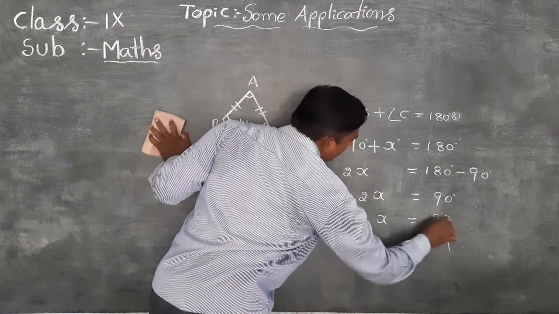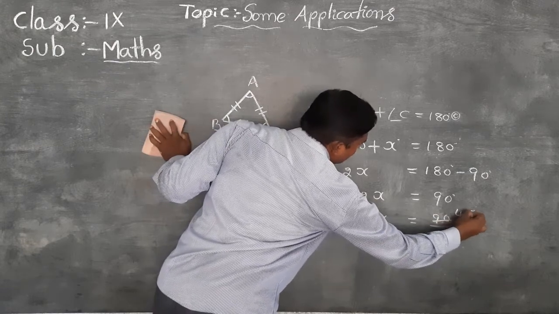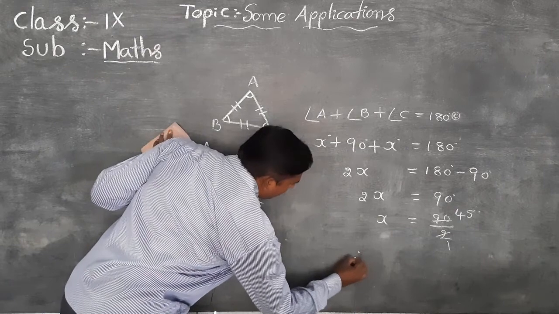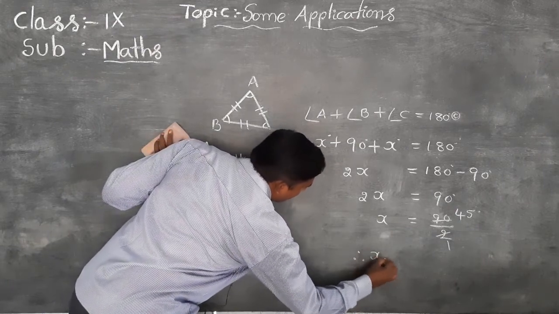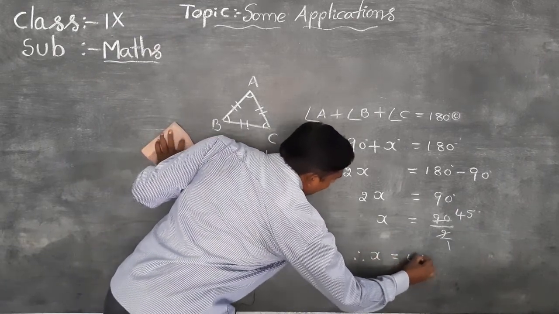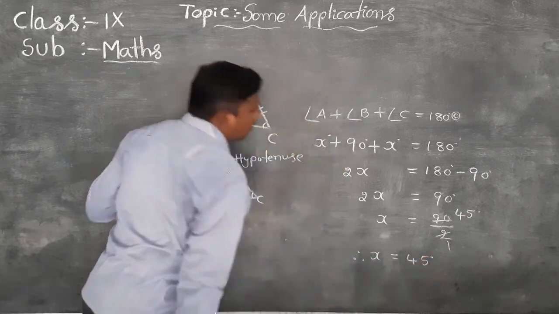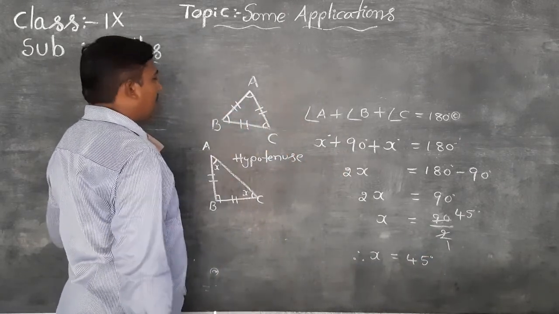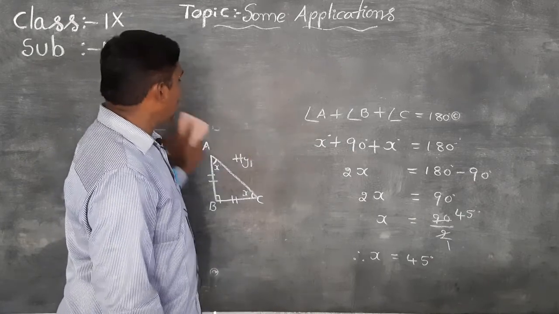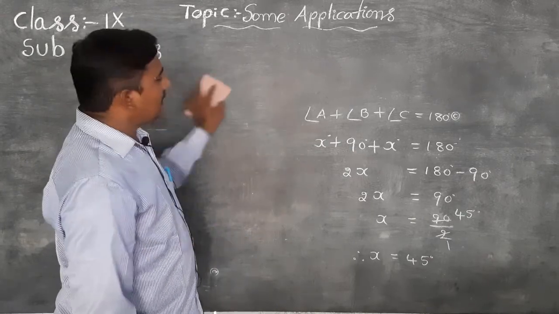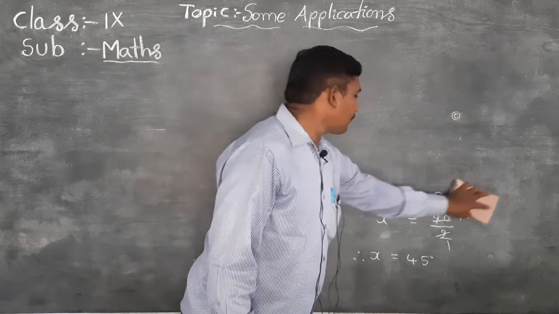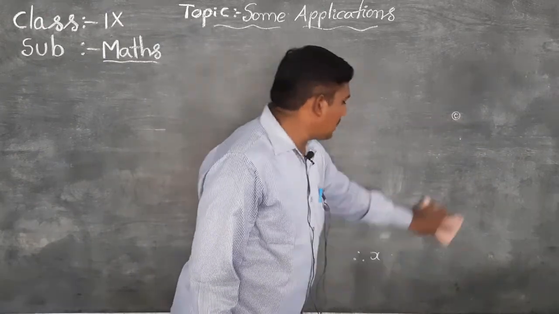Two ones are two, two 45s are 90. So therefore x is equal to 45 degrees. Here also 45, here also 45. So this is an isosceles right angle triangle. Okay, next.